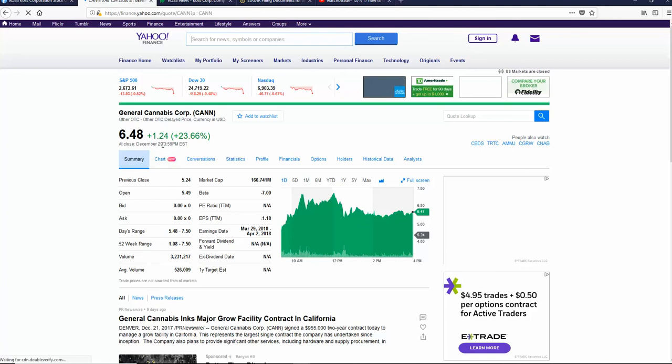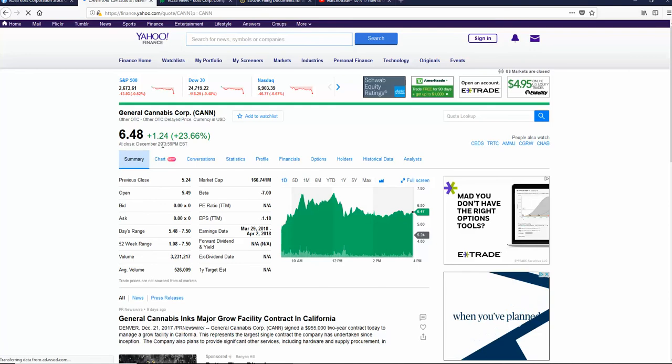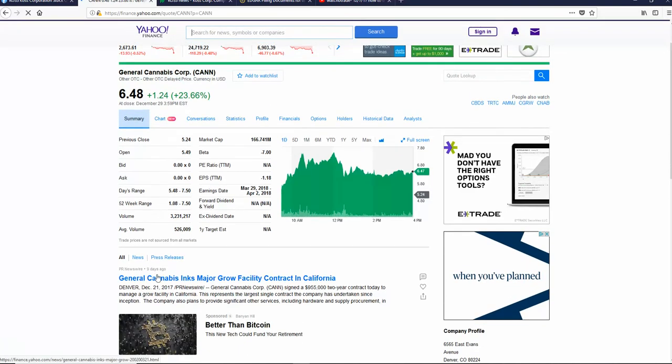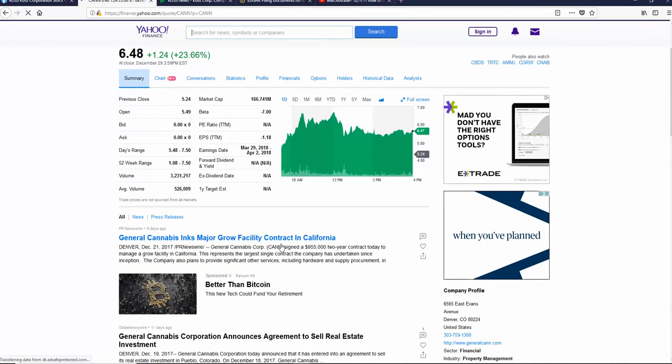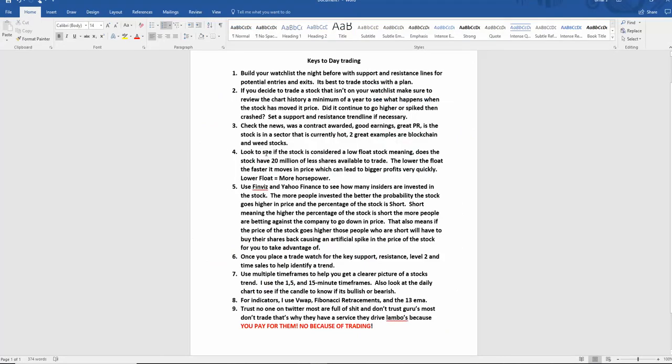What happens is that when a sector moves, all the stocks in that sector could potentially move. And there was a contract here, it got a contract. So let's go to this, use Finviz and Yahoo Finance to see how many insiders are invested in the stock. The more people invested, the better the probability the stock goes higher in price and percentage, right?